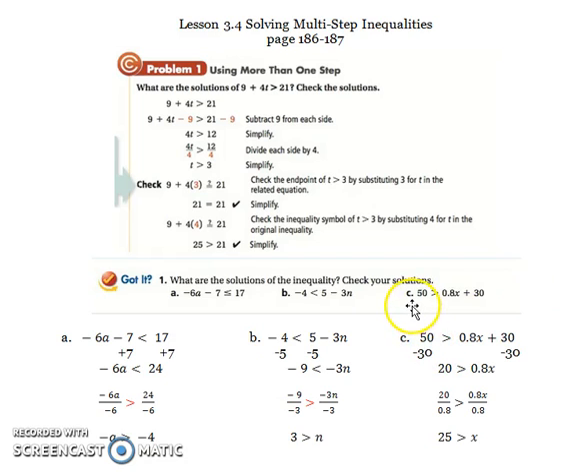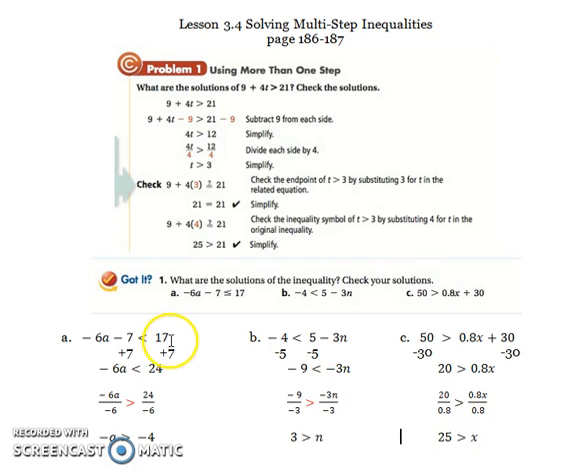Part C, 50 is greater than 0.8x plus 30. So we're going to subtract 30 from both sides. 50 minus 30 is 20. We're going to divide by 0.8. As long as that's positive, we get to leave that sign the same. We didn't have to worry about that. But we're going to divide both sides by 0.8. When you divide by a decimal, that answer should go up. So 20 divided by 0.8 is actually 25.